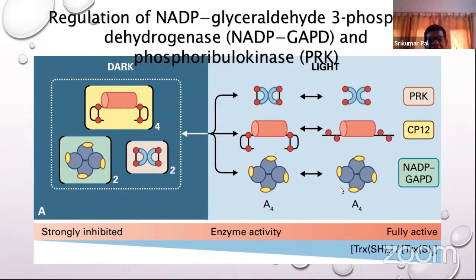So what happens in the dark? The sulfhydryl groups of CP12 and PRK are oxidized. These oxidized forms of both PRK and CP12 recruit NADP-GAPD to form this supramolecular complex by non-covalent interactions. And within this complex, both these enzymes, PRK and NADP-GAPD, exhibit marginal activity.